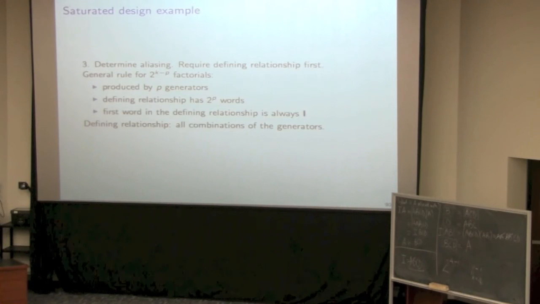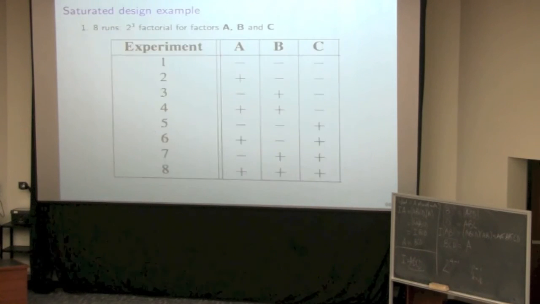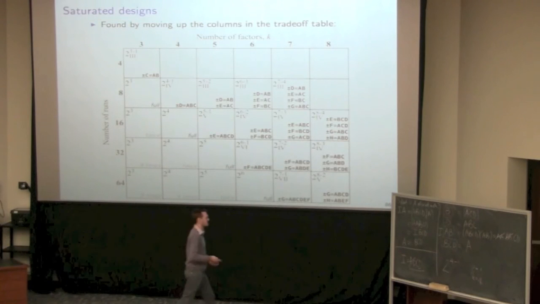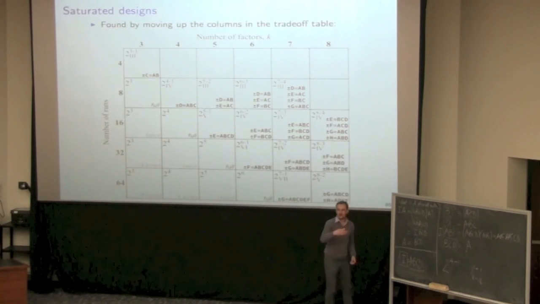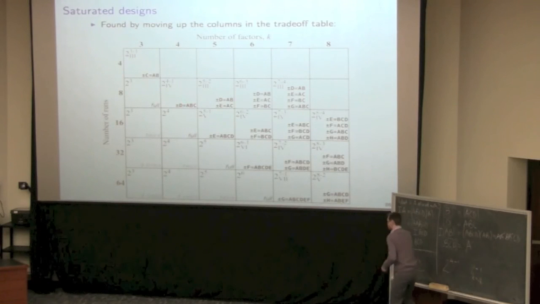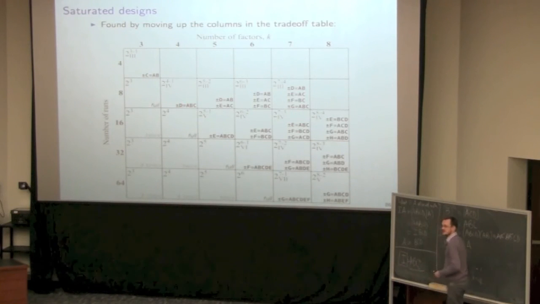How did I find that word? Let's just go back to the table. I said D is equal to ABC was the generator. Notice that's the generator. That's not the defining relationship. D equals ABC is the generator. The defining relationship is found by taking all combinations of the generators. Well, in this case, there's one trivial combination. It's D times ABC, which is ABC. You always get I. I is always your first word in your defining relationship. That one you don't have to think about. So you always get I equals. In this case, there's only one combination of the generator, D and ABC with each other, so you get ABCD over there. So there's your two words for this simple experiment.